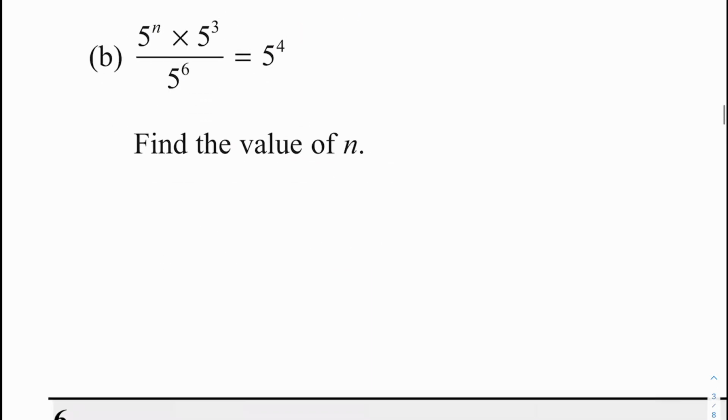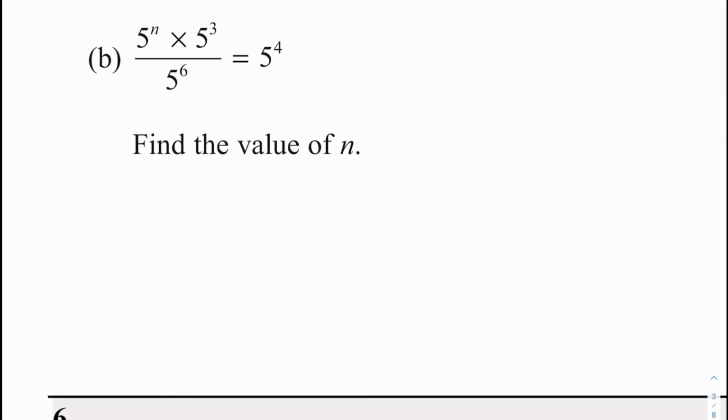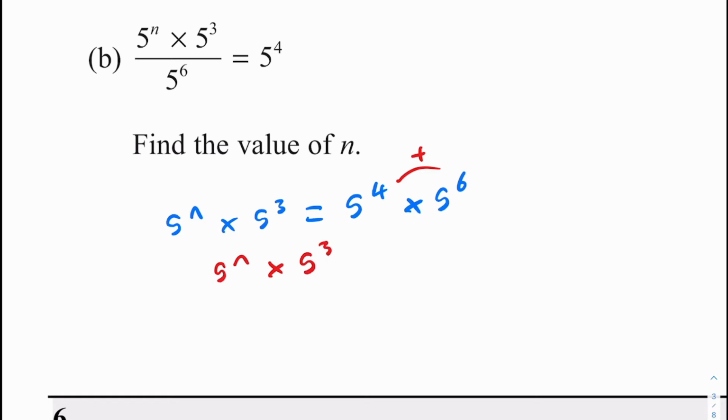Okay, next question. Similar to a few of the ones that we've had before, first thing to do, we need to get the 5 to the power 6 over to the other side. So that leaves us with 5 to the n multiplied by 5 to the 3. It's now equal to 5 to the 4 multiplied by 5 to the 6. We then use our addition rule on the right hand side. So we have 5 to the n multiplied by 5 to the 3. It's now equal to 5 to the power of 10.